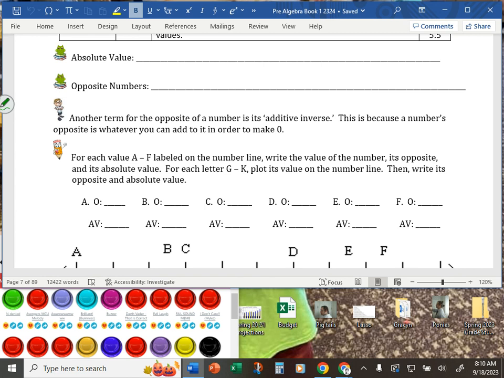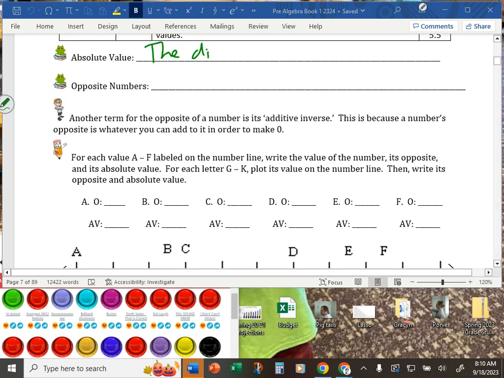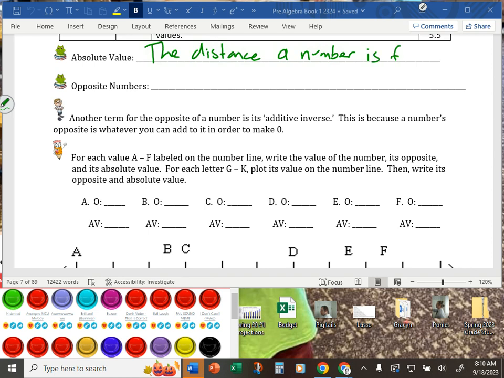The length between the number and 0. Okay. The length between a number and 0. I'm going to tweak one word that you said. I'm going to change length to distance. Okay. Absolute value is the distance of a number, or the distance a number is. That's a little bit better grammar. The distance a number is from 0.